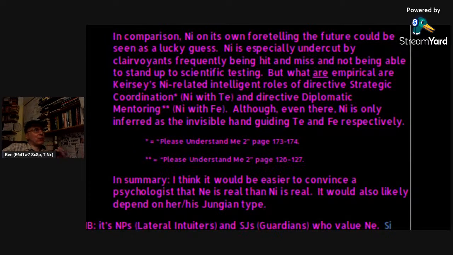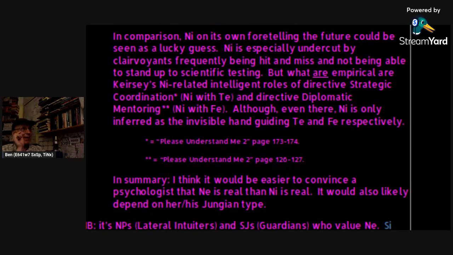NI is especially undercut by clairvoyance frequently being hit and miss and not being able to stand up to scientific testing. I put clairvoyance there, and actually that's the wrong word. It should be something like seers, people with foresight, but clairvoyant isn't actually the right word. Yeah, because clairvoyance isn't foretelling of the future, it's some other psychic stuff. Not being able to stand up to scientific testing.